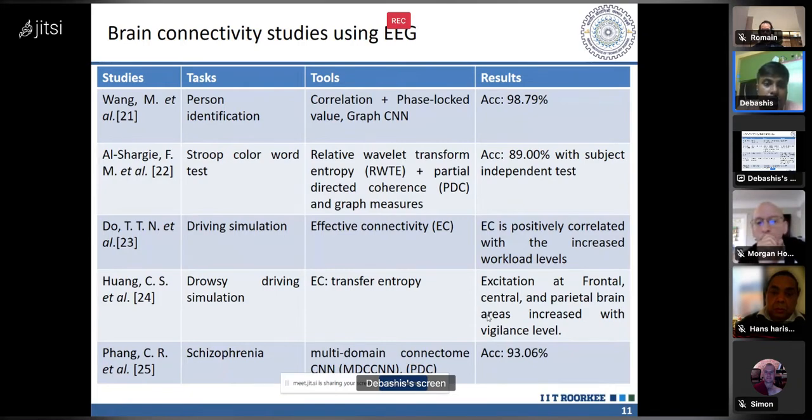In the first case, you can see the personal identification task, where Wang et al. used correlation, that is power-based connectivity, and the phase-locked value, the PLV, both of which belong to functional connectivity, along with a graph CNN, and they got 98.79% accuracy. The second one is the truth color test, based on PDC and graph measures, and they got 89% accuracy. The third one is driving simulation, which uses effective connectivity, and the fourth one is drowsiness in driving simulation, based on transfer entropy, also effective connectivity. The last one is schizophrenia, using CNN and PDC.